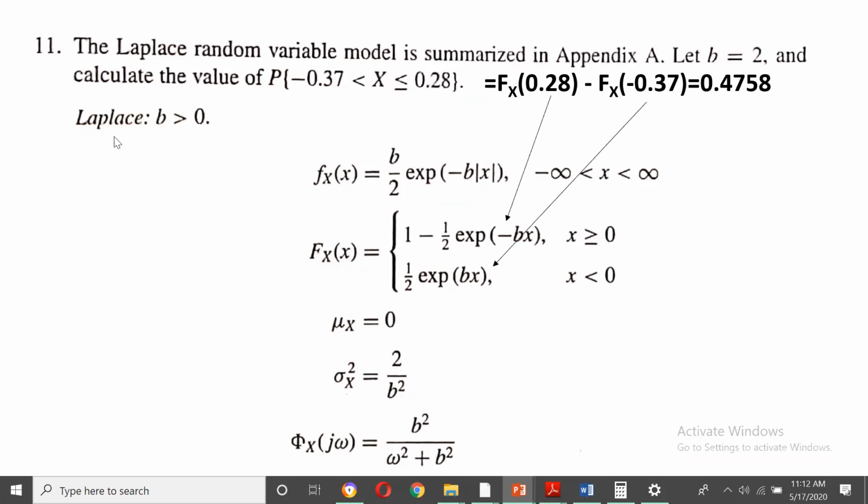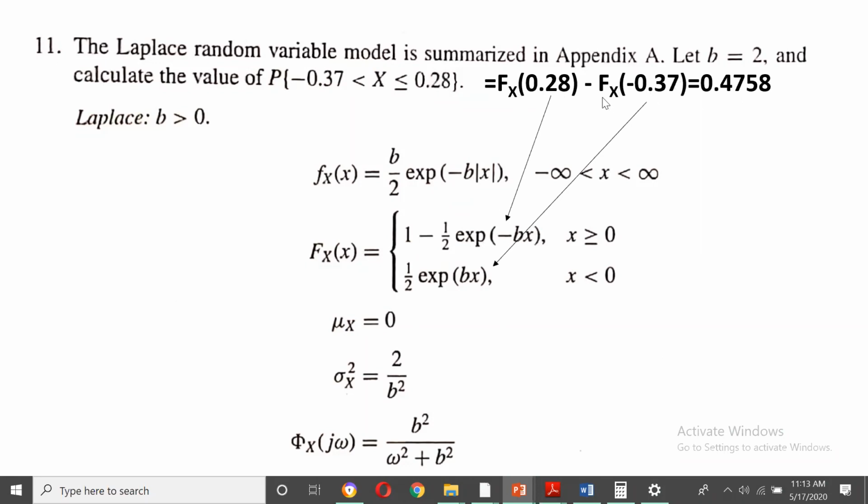Now, for Laplace, the expression for the CDF is something like this. For x greater than 0, this expression; for x less than 0, this expression. So for greater than, here we have x value positive, greater than 0. Therefore, I should use this expression: 1 minus half of exponential of minus b x, where b is given to us as 2. The value of x is 0.28. Using that, you find out the value.